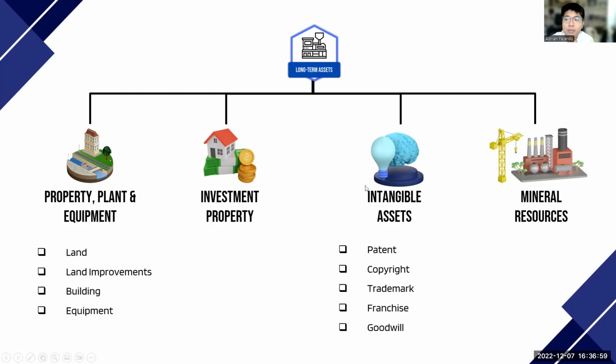As you can see, under each major asset class, there are also some other classifications. Under intangible assets, you have your patents, copyright, trademark, and the like. Today, we're going to take a deep dive in fully understanding how you differentiate between land improvement, building, and equipment. Without further ado, out of all of these four, we're going to focus on property, plant, and equipment.